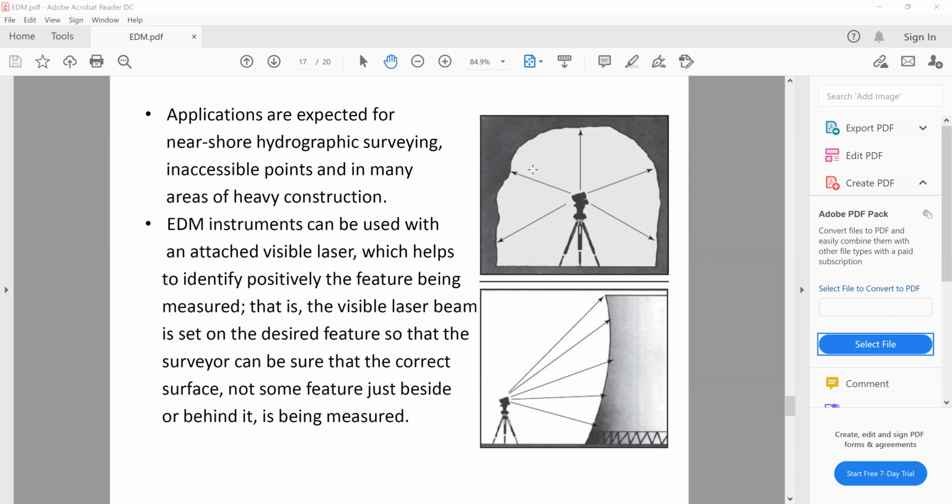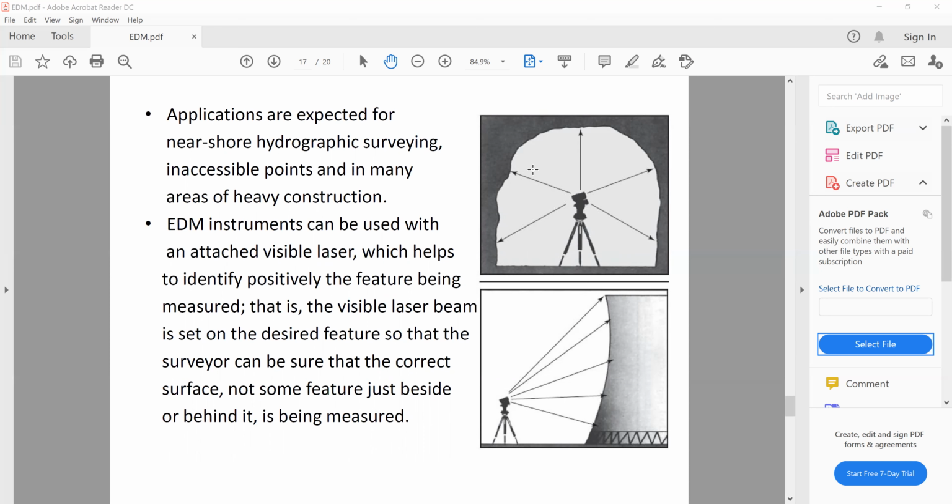Applications are expected for nearshore hydrographic surveying, and inaccessible points in many areas of heavy construction. So this is very useful when the second point of the distance you want to measure is inaccessible, or it is accessible, but it would take you a lot of time to reach there. For example, you need to cross a river. So in those cases, this becomes very beneficial, and you can basically measure a lot of different distances while standing at one point.